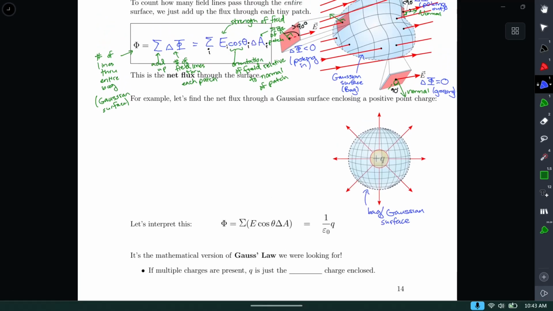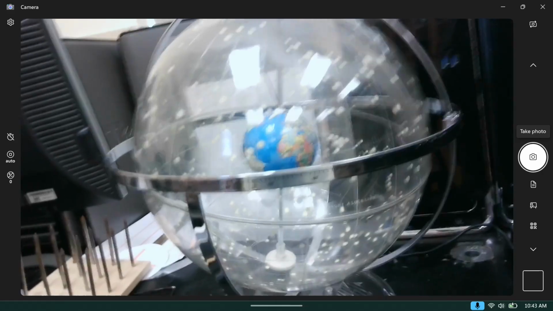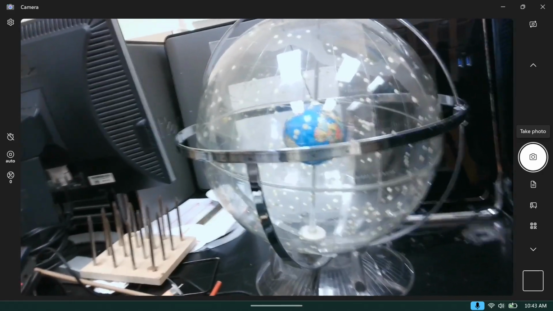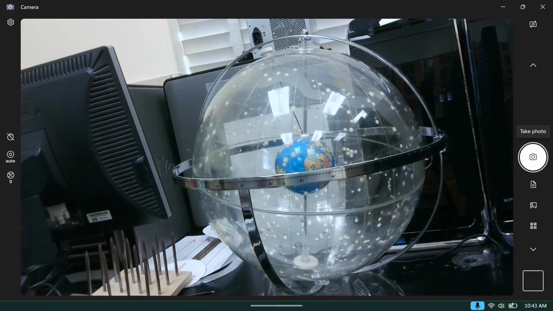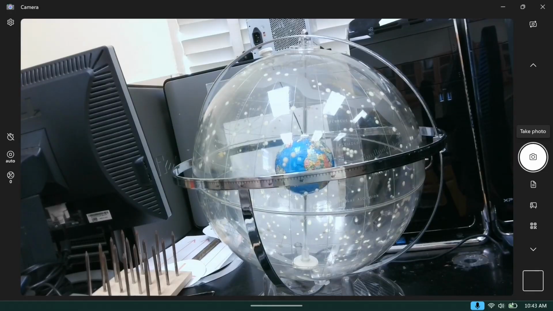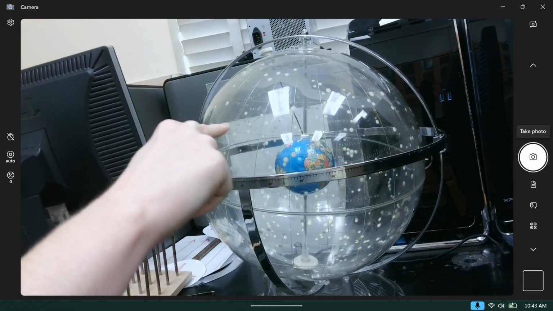And I'm going to try and show a visual of this. Again, it's pretty low budget. The Earth right there is my point charge. This clear ball around it is the Gaussian surface enclosing it, the bag I've trapped it in. And you can even see the little rectangles.